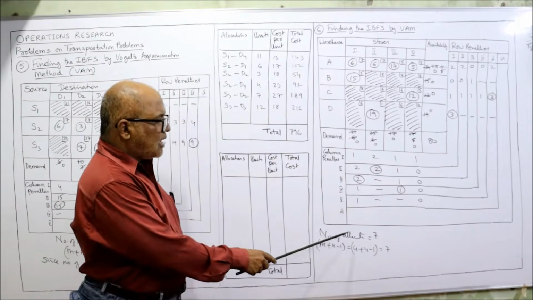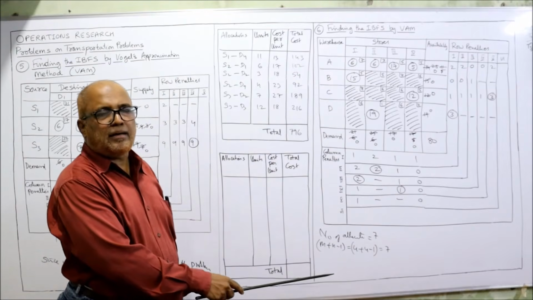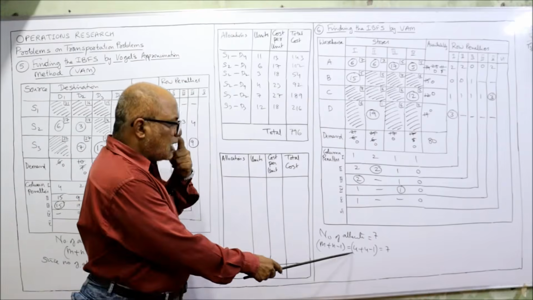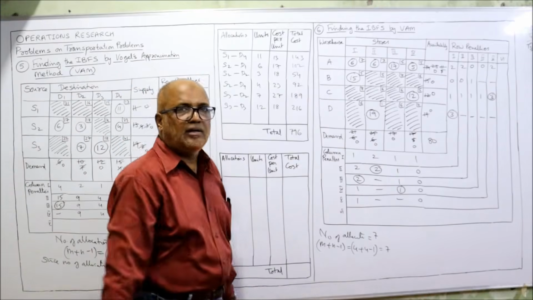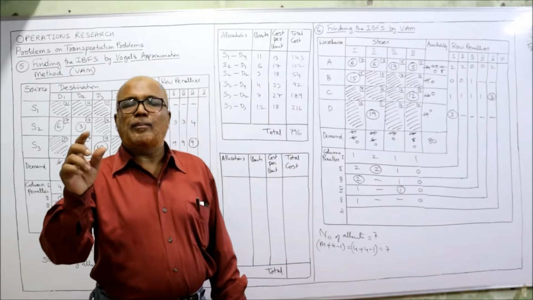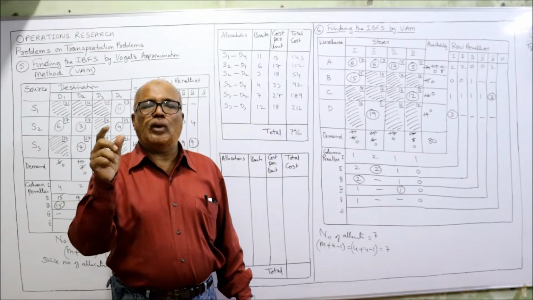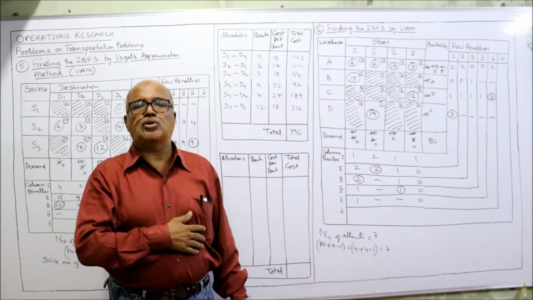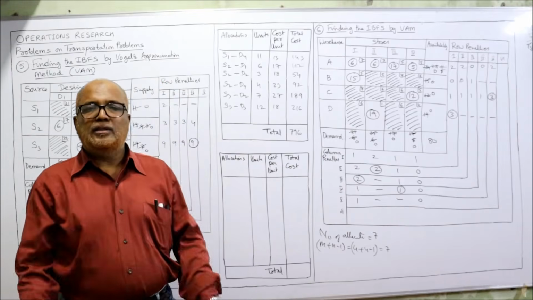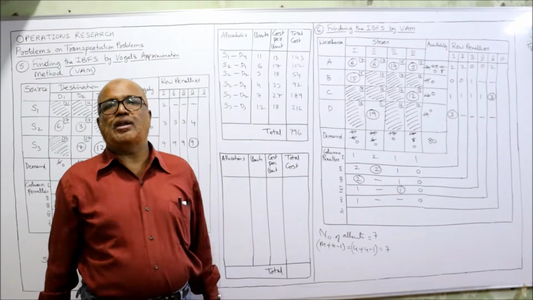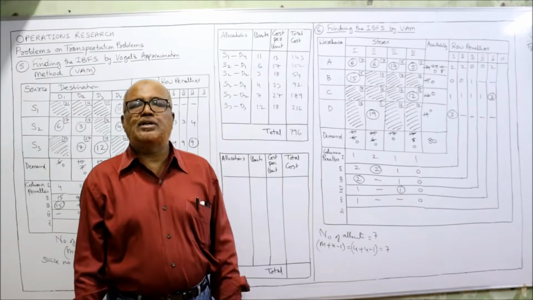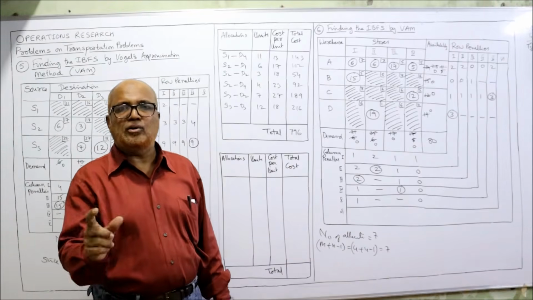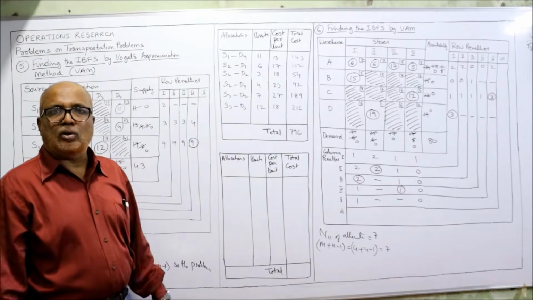Number of allocations are 7 and m plus n minus 1: number of rows are 4, number of columns are 4. So 4 plus 4, 8 minus 1, 7. You should write the number of allocations are equal to m plus n minus 1. So the problem is feasible. The problem is non-degenerate. So we can proceed to calculate to find out the optimum solution that you have to write. Now what is the total cost?